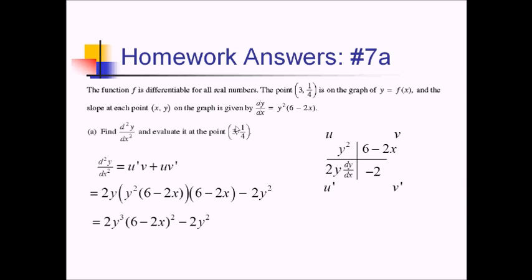Anyway, let's plug in the point (3, 1/4), and you can do that in the box or down here. I've already gone to the trouble to simplify all this, though, so I'm going to plug it in down here. So evaluating now our second derivative at (3, 1/4), that's going to be 2 times (1/4) cubed times (6 minus 2 times 3) quantity squared minus 2 times (1/4) squared.